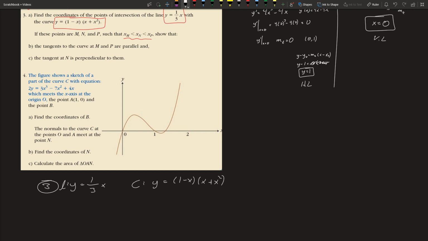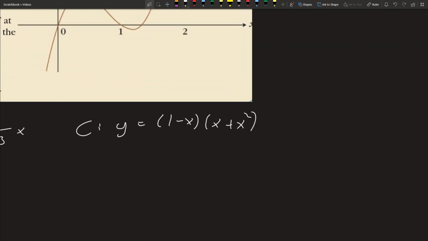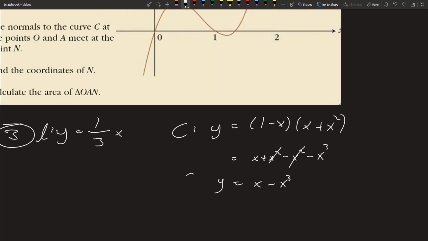Now what? This is in a really bad form. Let's distribute. So we have x plus x squared minus x squared minus x cubed. Yeah, that should be correct. Those x squareds cancel out, which is equal to x minus x cubed. Right? So y is equal to that. That's for the curve, and we have the line y is equal to x over 3.